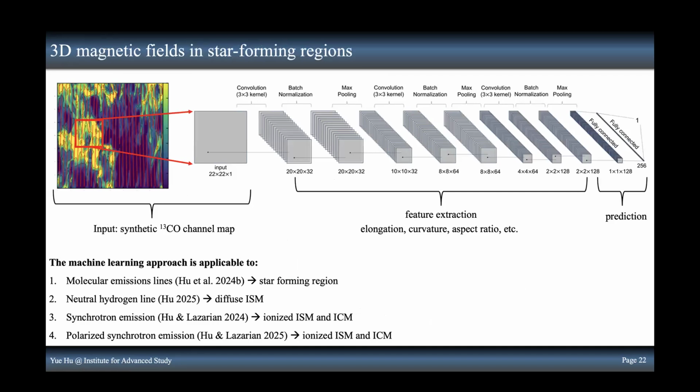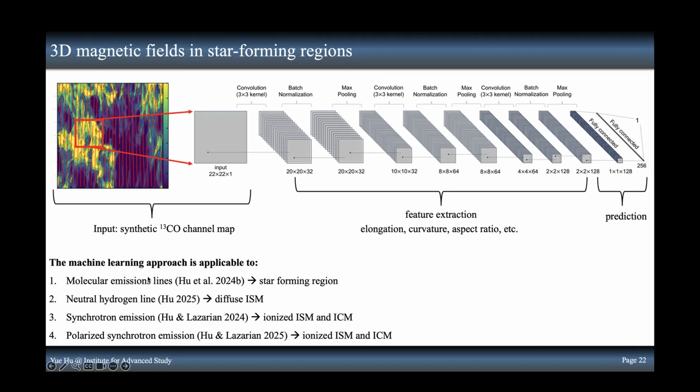But this approach can also be extended to star-forming regions. The only difference is we need to adjust the input images for the neural network training. Here I use an example of the 13CO observations channel map. We can use such a molecular emission line to study the magnetic field in star-forming regions.